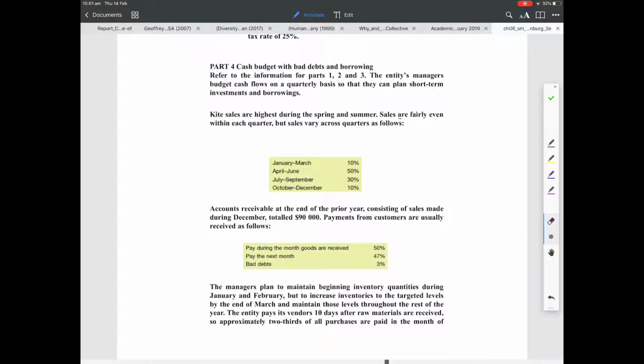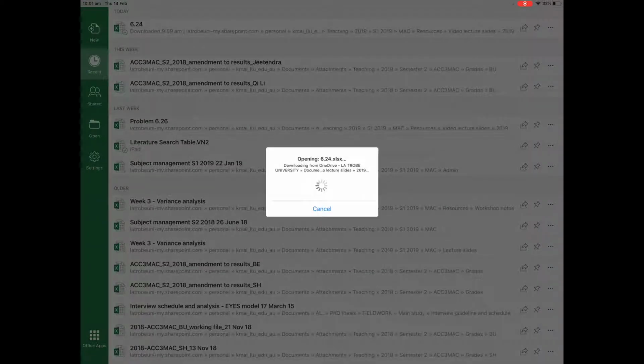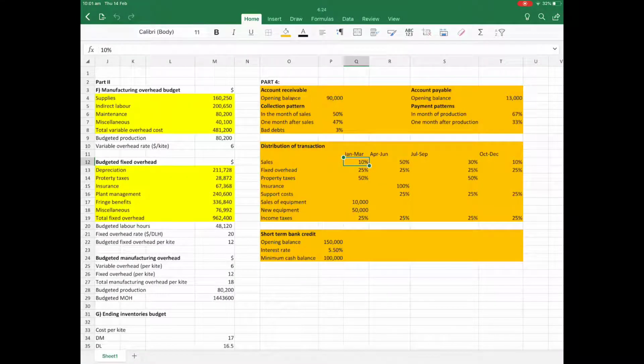Come back to problem 6.24 part 4. Part 4 requires you to prepare the cash budget. Because this part is quite complex, I would like to go through the details of the question, the information they give you here, and then help you transfer that information into the spreadsheet. Here I already have the spreadsheet, but what I want to do is go through the details of the information and then show you how it's reflected in these orange boxes.